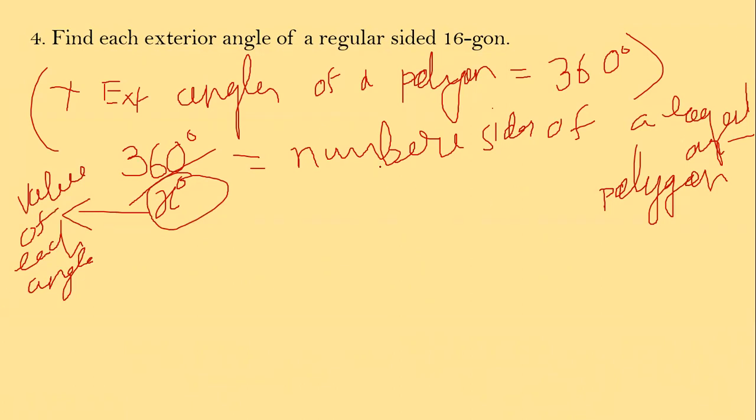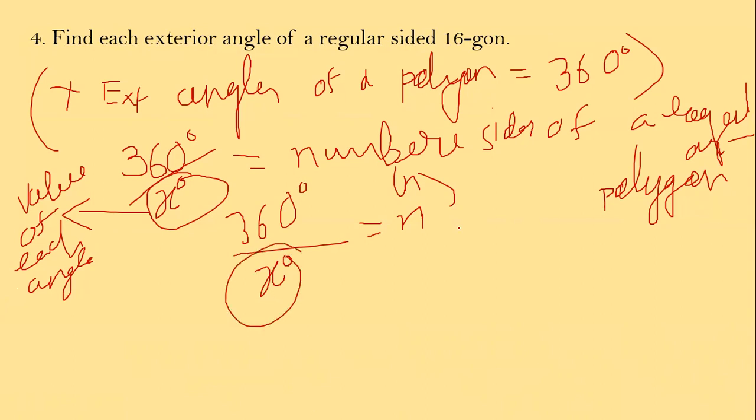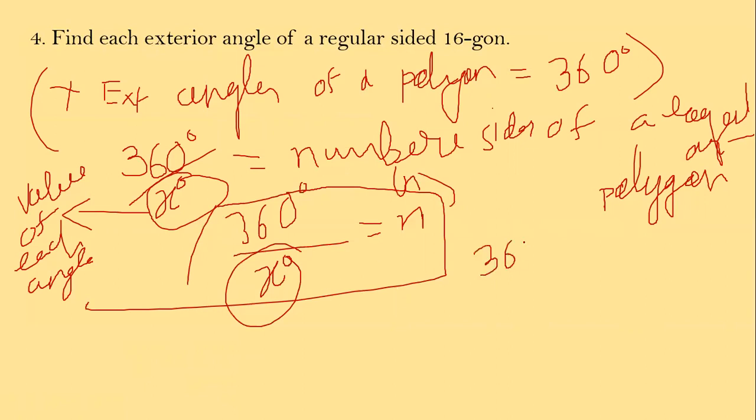We call the number of sides n. So what is the relation we are getting? 360 degrees by x degrees is equal to n. So do we have x degrees? No. So this is the relation I'm getting. If I have to find x degrees, how will I find it? 360 degrees by n is equal to x. Okay, this is the relation.